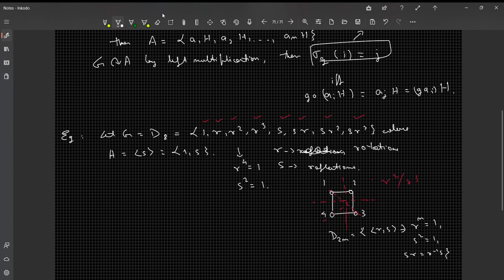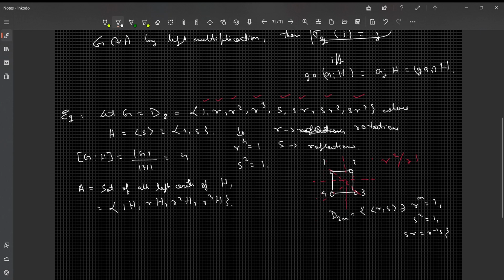So what is the index of H in G? We know the index of H in G is nothing but the order of G divided by the order of H. That is equal to 4, because the order of G is 8 and the order of H is 2. So if you consider A to be the set of all left cosets of H, then you have 1H, then RH, then R squared H, and R cube H. Clear? These are the possible left cosets.